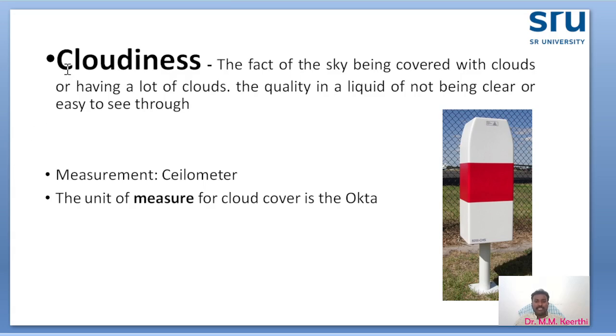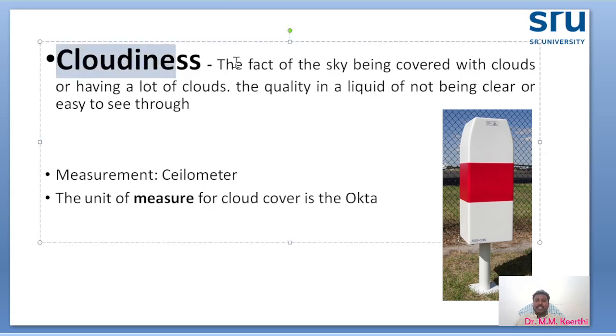Next one is cloudiness. Cloudiness is nothing but the fact of the sky being covered with clouds, or having a lot of clouds. That is called cloudiness. Which instrument is used for its measurement? The instrument is the nephoscope. The unit is called okta.